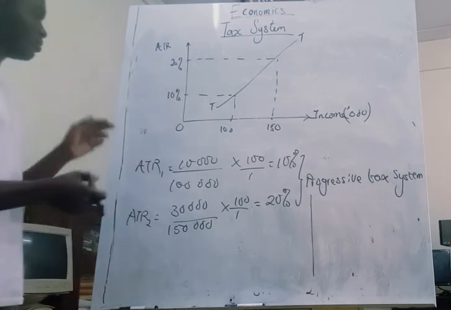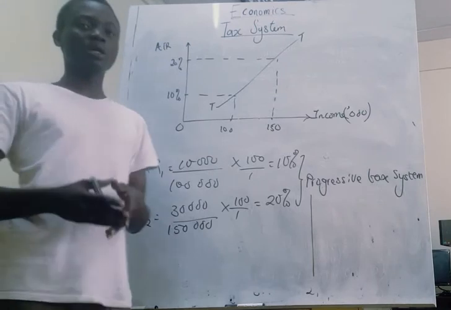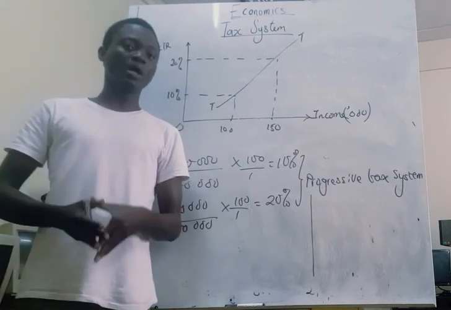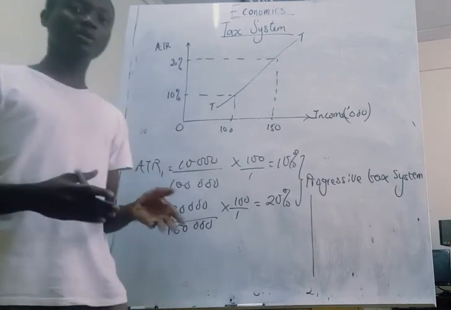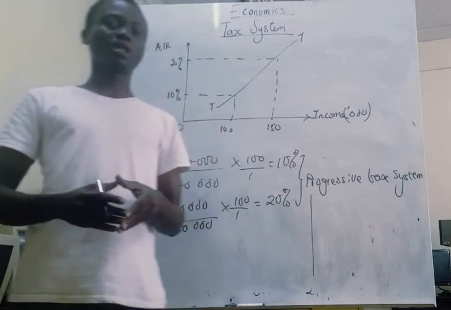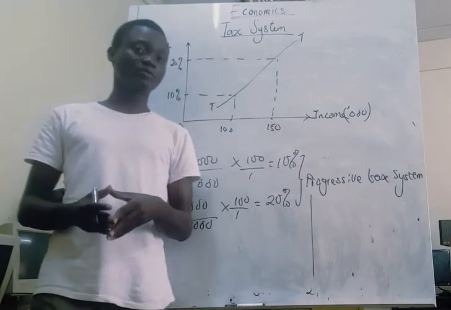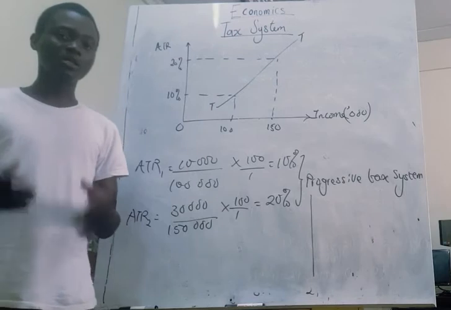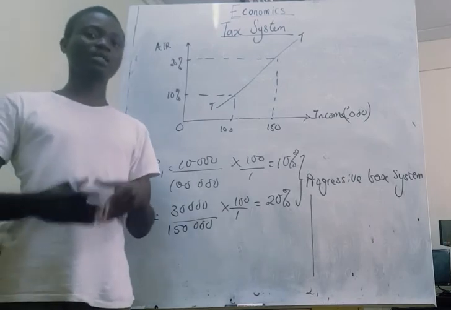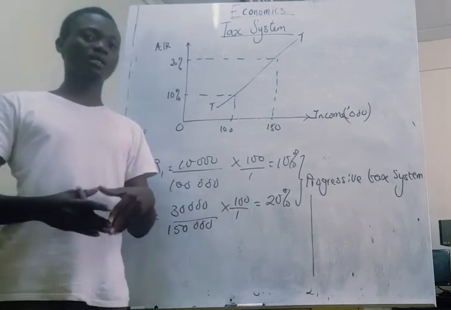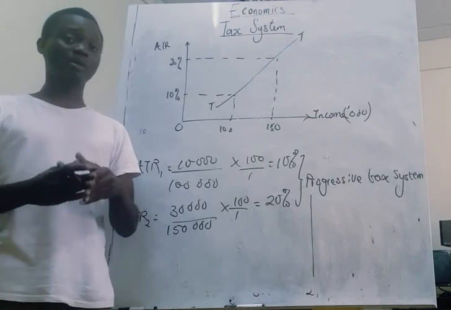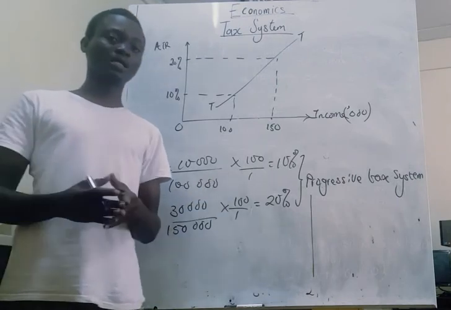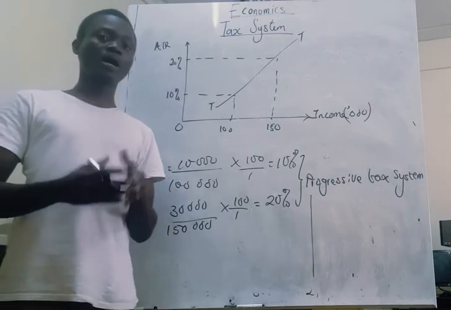All right, so after this example, let us move into what is called a regressive tax system. A regressive tax system is simply a tax system in which an increase in the income of an individual, or an increase in the tax base, leads to less amounts paid in taxes. When I say less amounts paid in taxes, I mean a lower average tax rate.